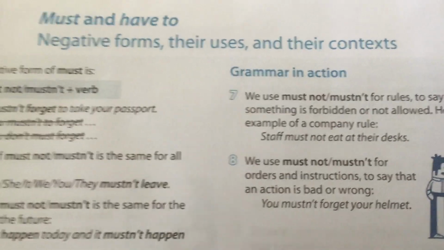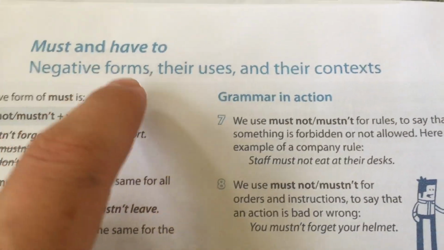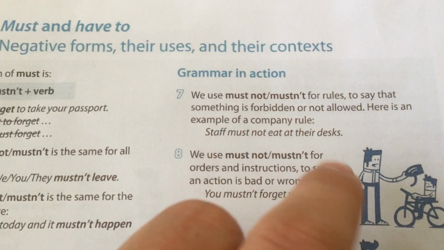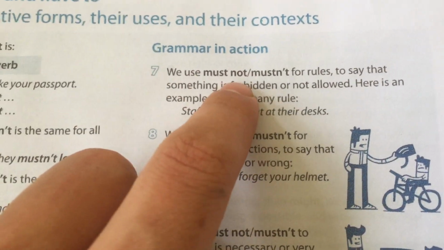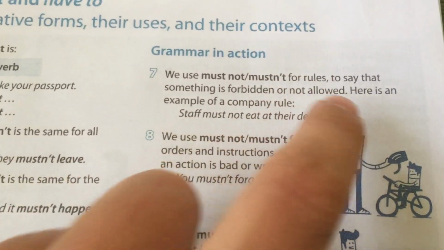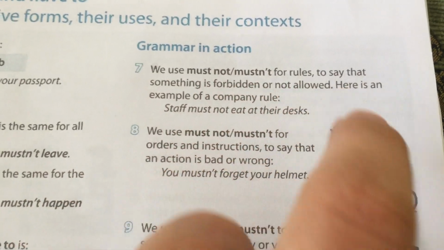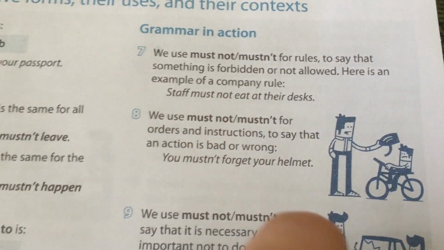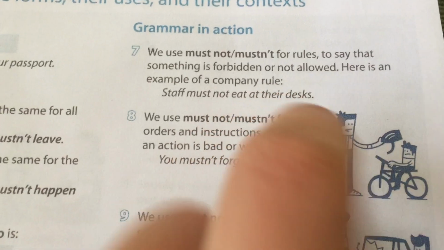Hello dear students, today we are looking at must and have to, negative forms, the uses and the context. So we use must not, mustn't for rules to say that something is forbidden or not allowed. Here is an example of a company rule. Staff must not eat at their desks.